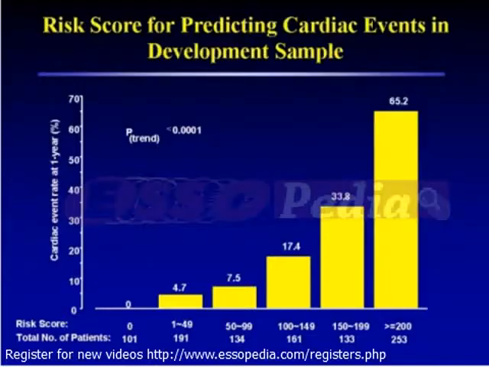The ability of the risk score to predict outcome over the next year is shown on this slide from our development sample. Patients were divided into 6 groups, ranging from a risk score of 0 to greater than 200. You can see that the risk dramatically increases as the risk score increases to higher and higher values.